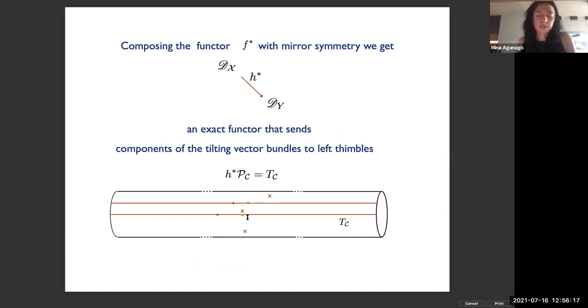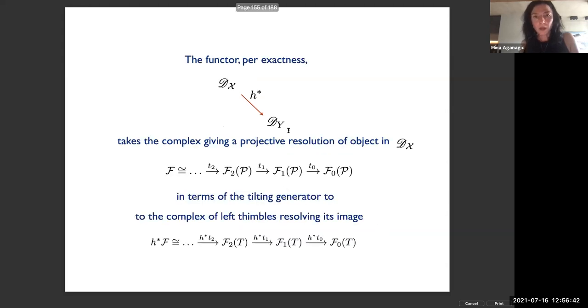Now going back from the example to the more general story, composing this functor that sends the brain upstairs, downstairs with mirror symmetry, we get an exact functor going diagonally down that sends components of the tilting vector bundles to left thimbles. This functor, by exactness, takes the complex giving a projective resolution of an object upstairs in terms of tilting generators to the complex of left thimbles that resolve its image.